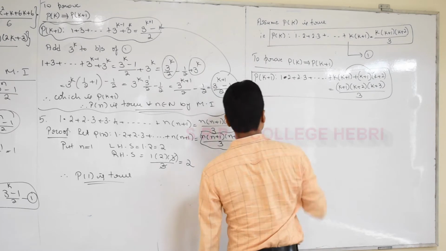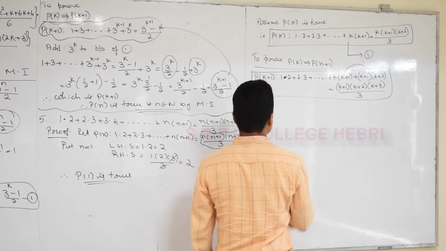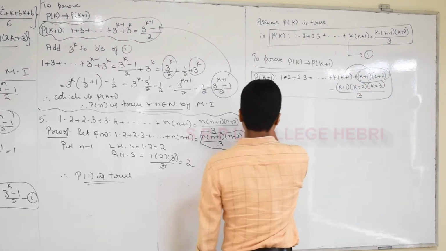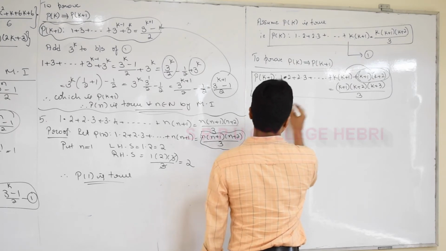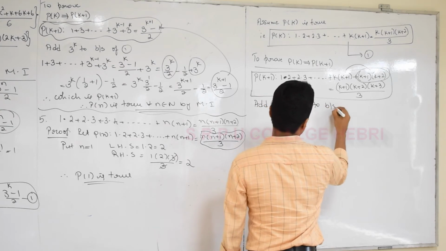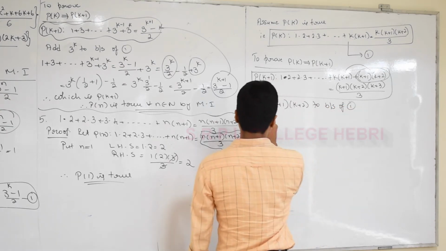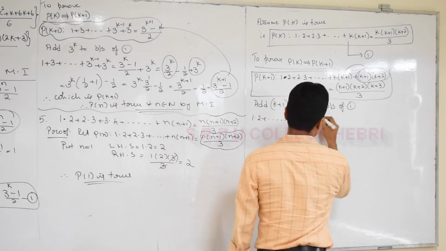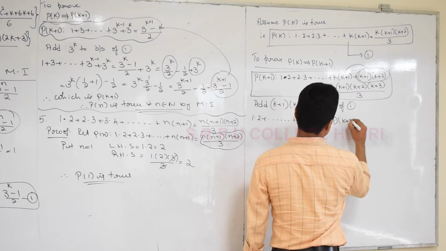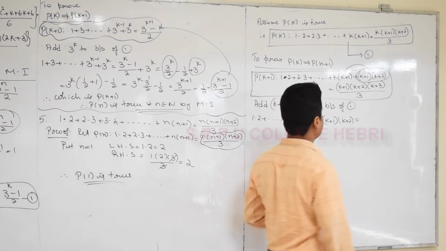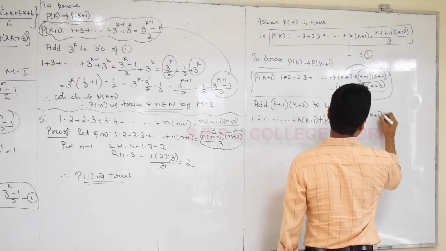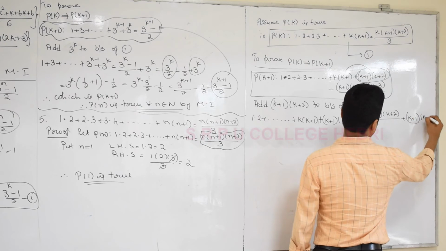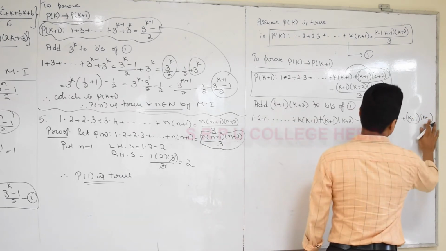Remember, this you have to prove, don't use it. How to prove it? When you compare this and equation 1, k plus 1 into k plus 2 is missing. So we should add that term on both sides. Add k plus 1 into k plus 2 to both sides of 1. The left hand side is solved. Now on the right hand side, add carefully: divided by 3 plus k plus 1 into k plus 2.